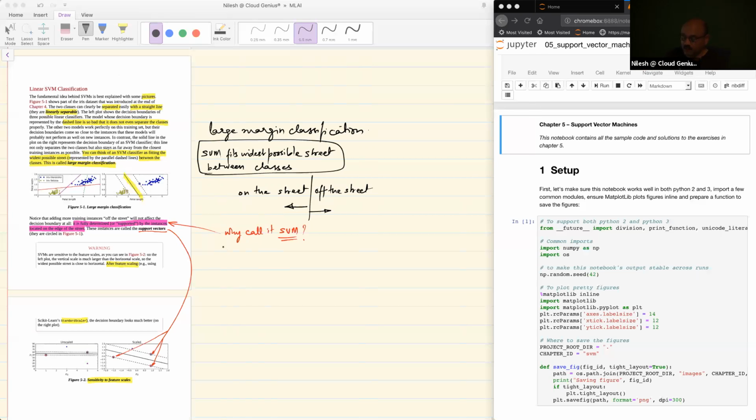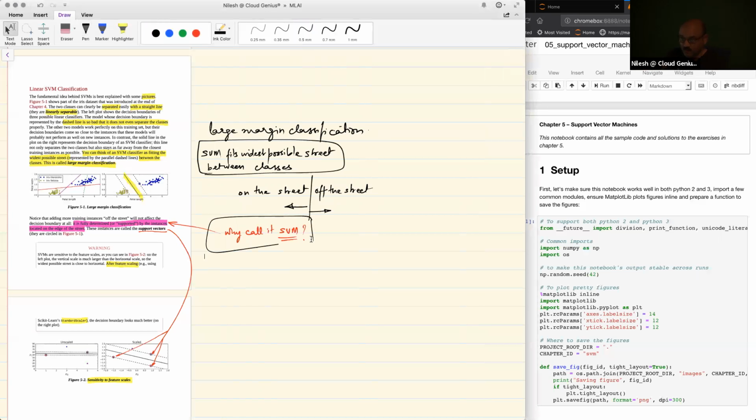So that's how you think about why I call it SVM. So that's the idea about support vectors. These lines will help you support the data, keep them separate from each other in a way.